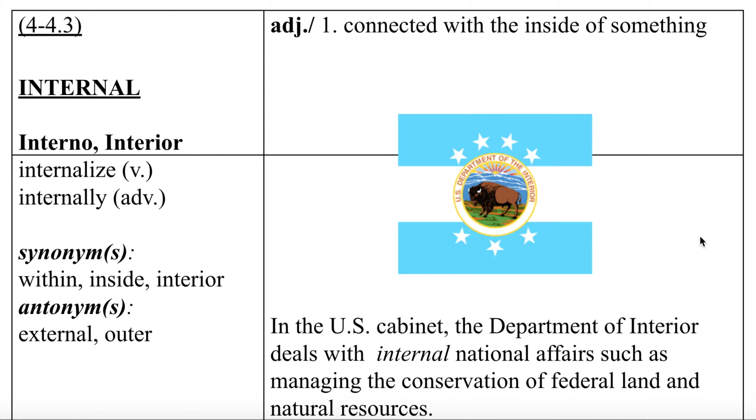So the Department of the Interior includes smaller departments like the Forest Service. No, sorry, not the Forest Service, but the National Park Service, which manages all the national parks, los parques nacionales in the United States. Those are internal, and different things having to do with managing nature in the United States are part of the internal, inside the country. Our natural world is inside our country, so we manage that with the Department of Interior.